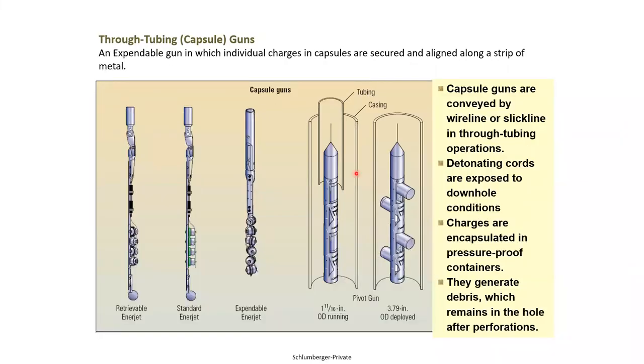There are many kinds of perforating guns. The main kinds that we have are what we call through tubing guns. Through tubing guns are guns that can fit when the completion is already installed in the well. You can pass these guns through minimum restrictions. For example, if you have a 3.5-inch tubing present in the well, you might have a minimum restriction in the nipple of 2.635, for example. And in that case, you need guns that can pass through the minimum restriction.